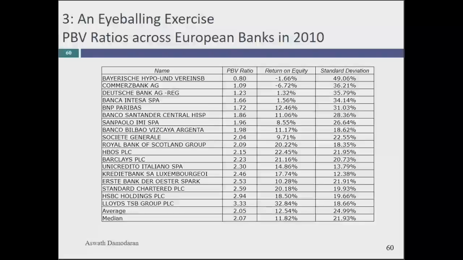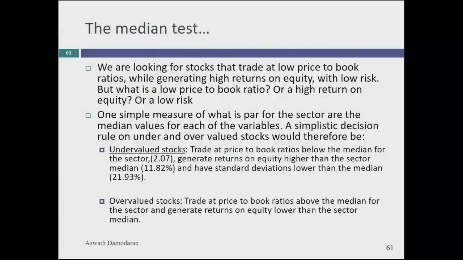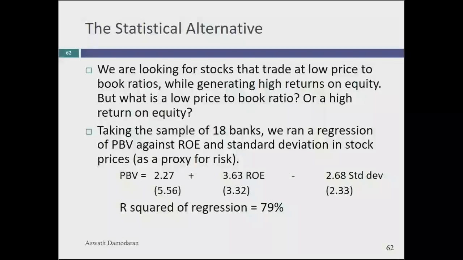Now, what kind of instincts do you have? Maybe you're some kind of genius in figuring things out. I can't do it. Once you get past 20 or 25 companies, eyeballing the data becomes really difficult. So here's what I did. I took the data, and by now you can see what I do. Basically, I'm trying to explain price to book. I threw in return on equity and standard deviation.